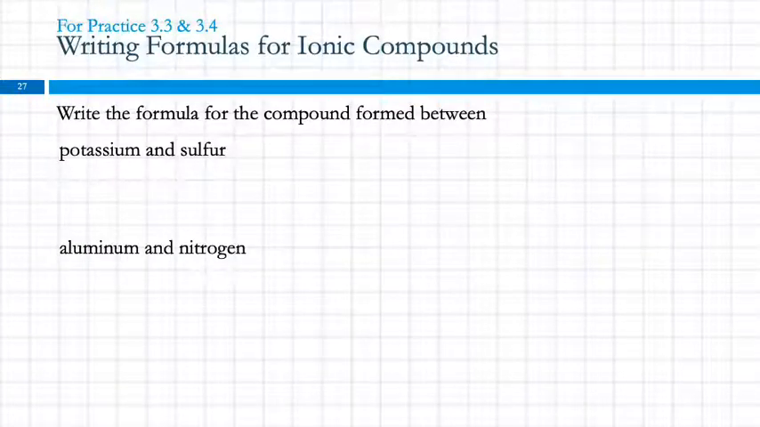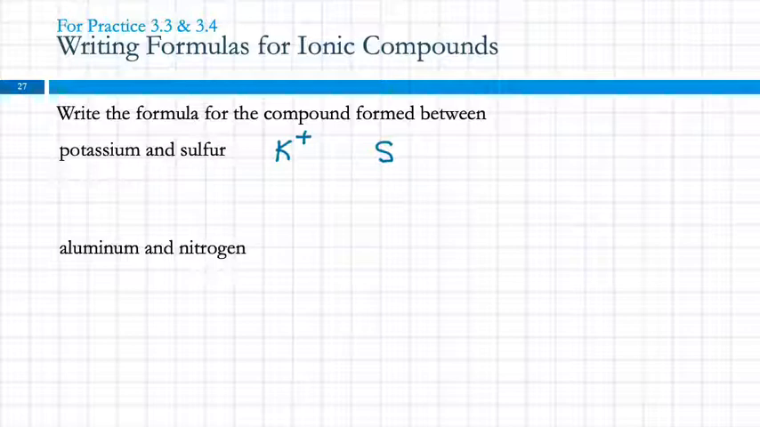So let's practice here. Write the formula for the compound formed between potassium and sulfur. So we need the formulas for the ions with their charges. So what group is potassium in? It's in group 1. That means it has a +1 charge. So K plus. Sulfur is S.